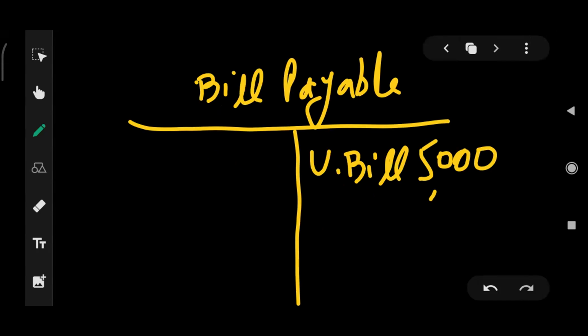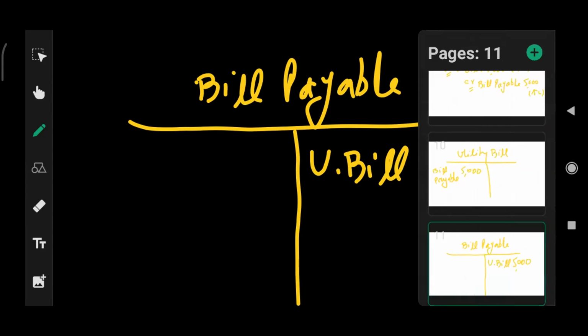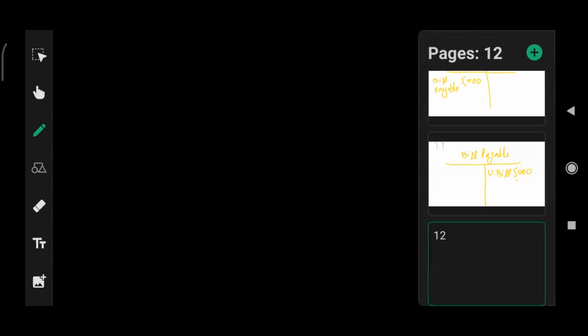Next transaction. These are the transactions so far. Okay, let's add another transaction. The next transaction is that he paid the utility bill from the bank. He paid the utility bill through check. By check, it means he paid it from the bank.